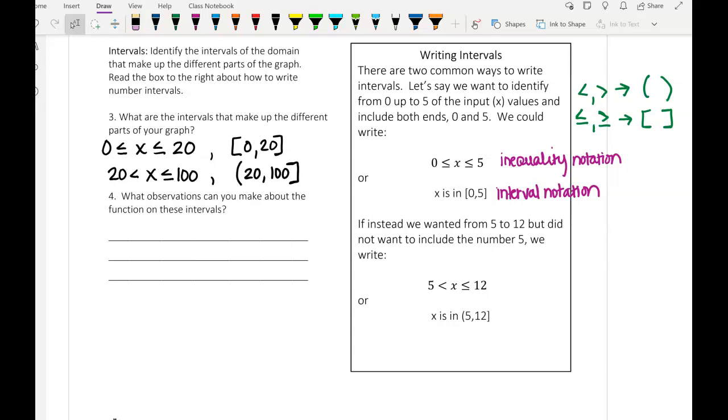Those intervals are talking about sections of the x-axis. It's breaking up your x-axis. So 0 to 20 is talking about the quadratic function that's decreasing, and 20 to 100 is talking about the linear function that is decreasing.